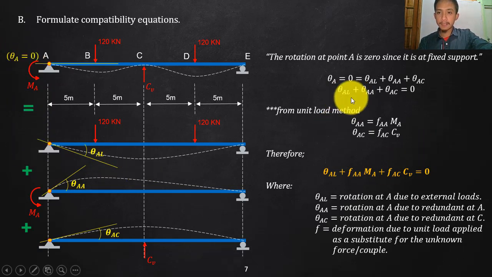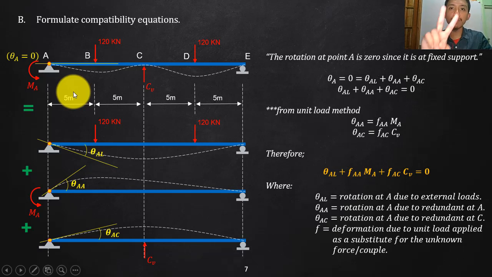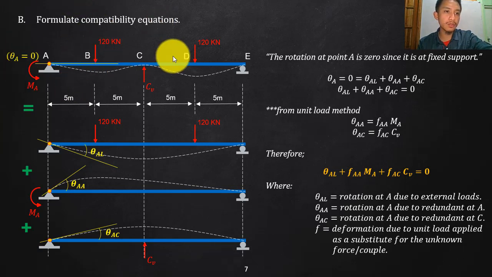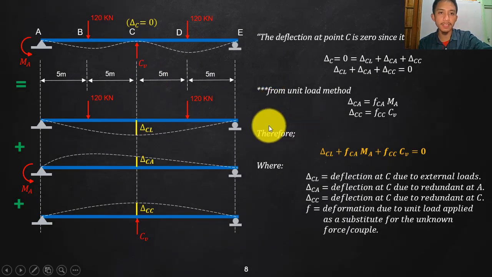So that is the compatibility equation at point A. And since we have two redundants, we need two compatibility equations. I only get one from point A due to the redundant MA. I will also try to get another compatibility equation at point C due to our redundant there. So this will be the next slide.